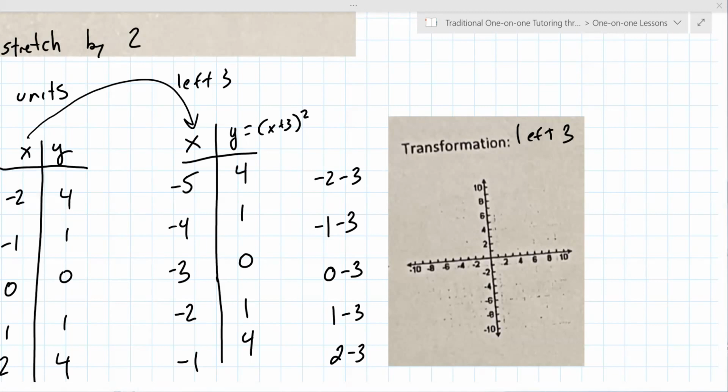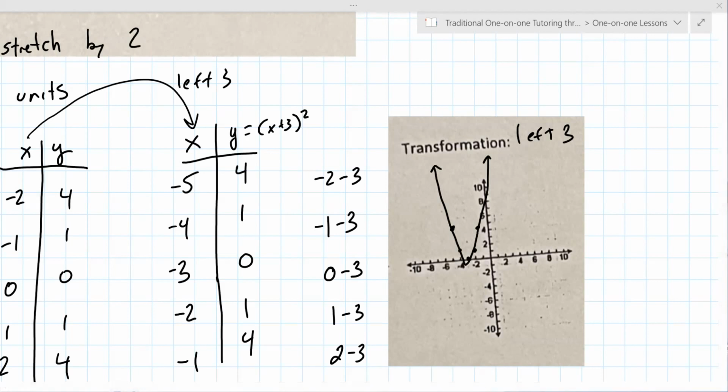All right. I'm going to start plotting these data points. I'm almost done. And what you're going to notice when you graph this is that it actually looks really similar.